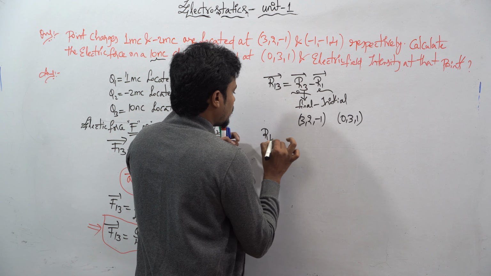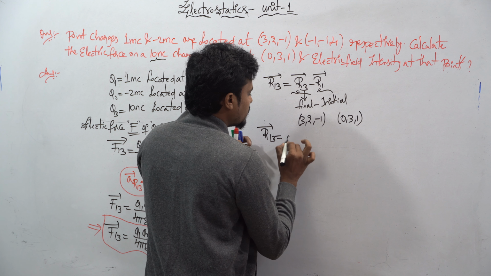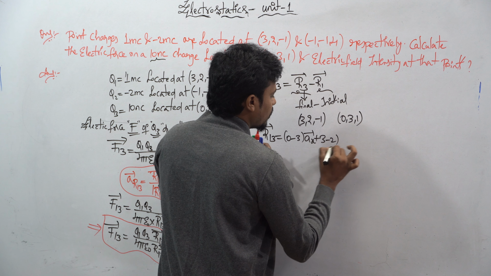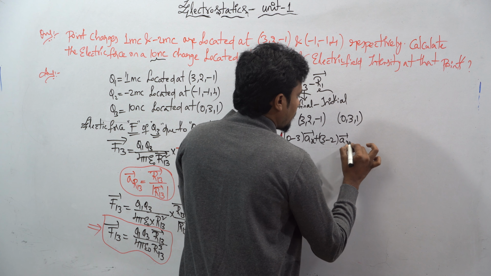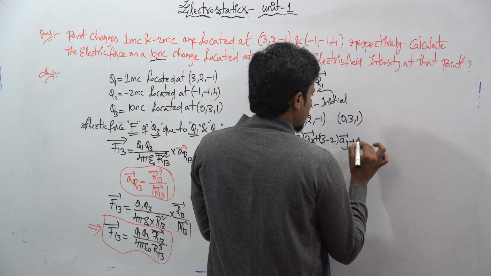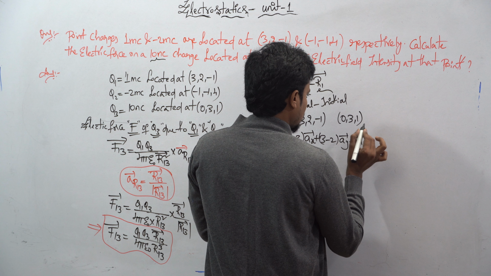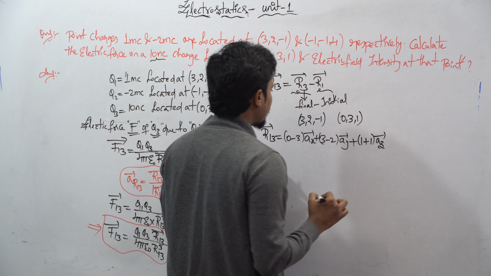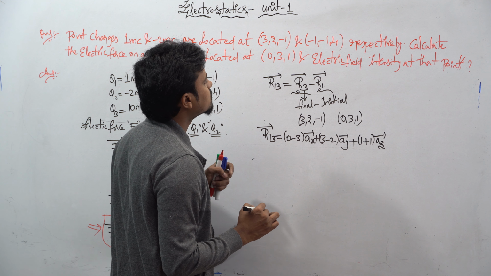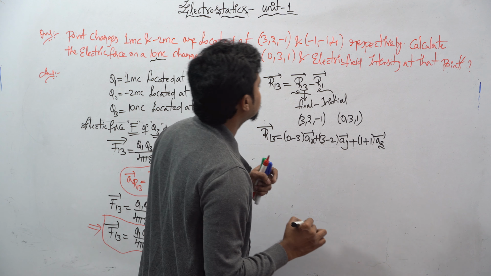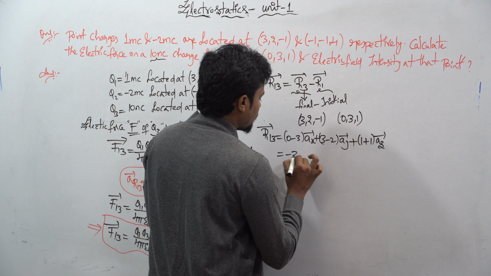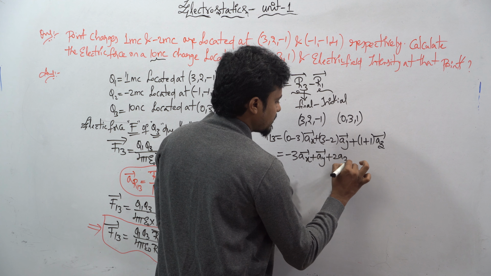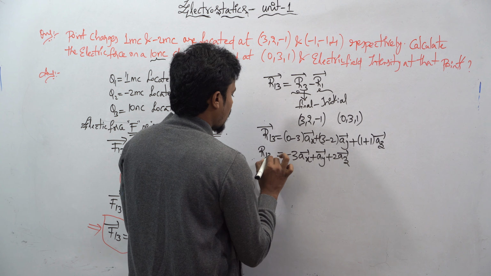So r13 bar will be equal to (0 minus 3) ax bar plus (3 minus 2) ay bar plus (1 minus (minus 1)), that will become plus 1 plus 1, az bar. So this will become minus 3 ax bar plus ay bar plus 2 az bar. So this will become the r13 bar.